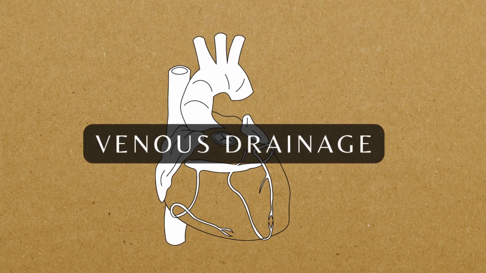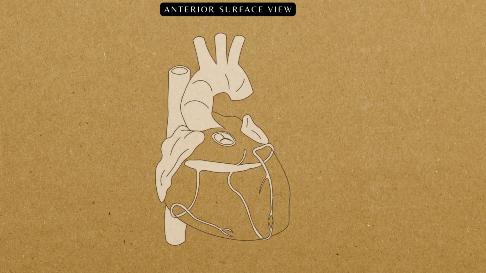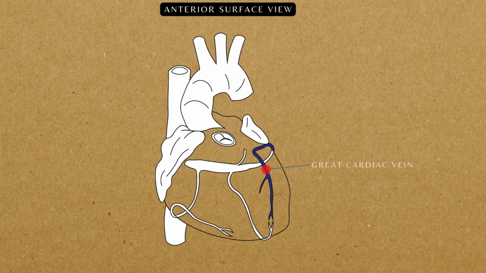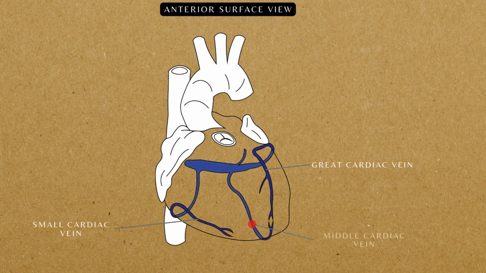Venous drainage. The heart has a series of veins that drain the myocardial tissue, which allow for the removal of waste and the subsequent replenishment of revitalized blood. Here is the great cardiac vein. Its tributaries are from the left atrium, left and right ventricles, and left marginal vein. The small cardiac vein: this vein drains blood from the right ventricle.